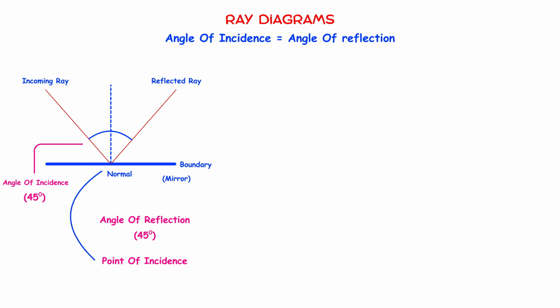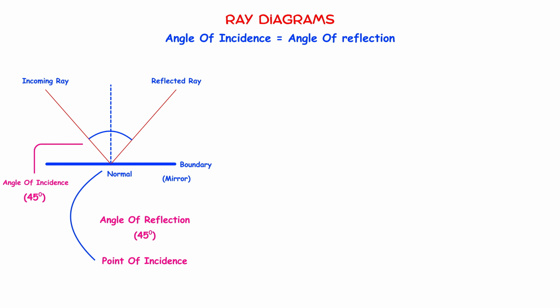To represent reflection visually, we use something called ray diagrams, which are simplified scientific diagrams that illustrate the path of a wave, such as a light ray, as it interacts with the boundary. There is a key rule to keep in mind while drawing these diagrams, and that is the angle of incidence is always equal to the angle of reflection.